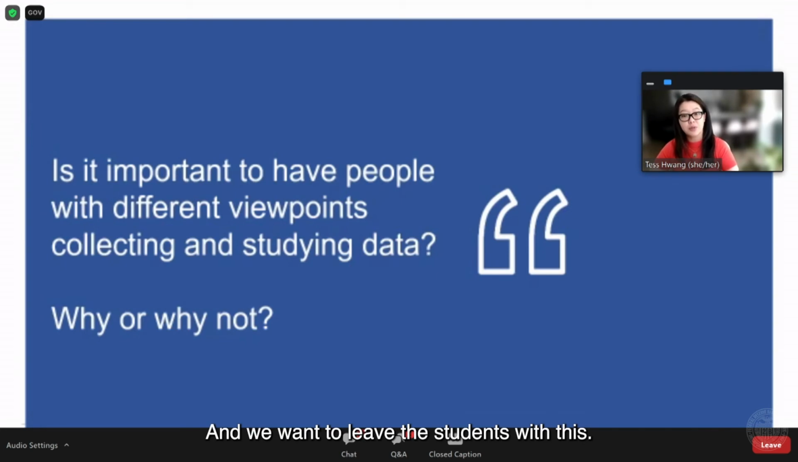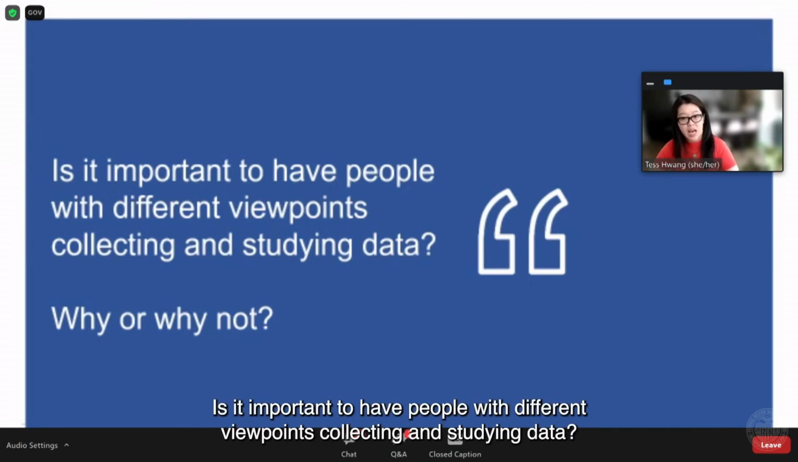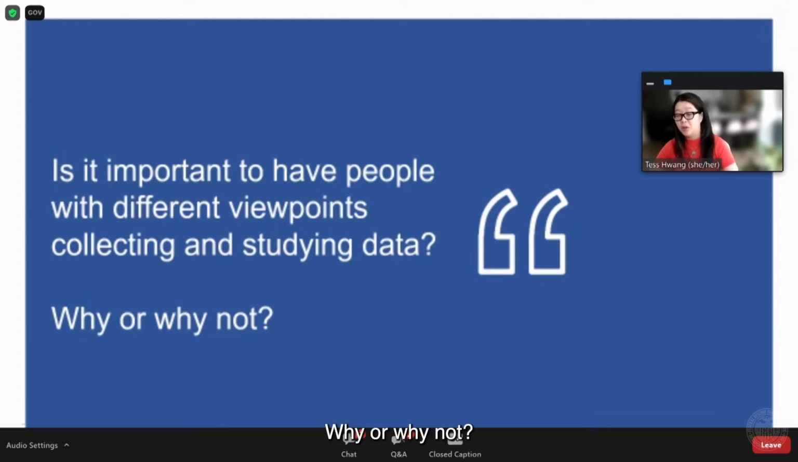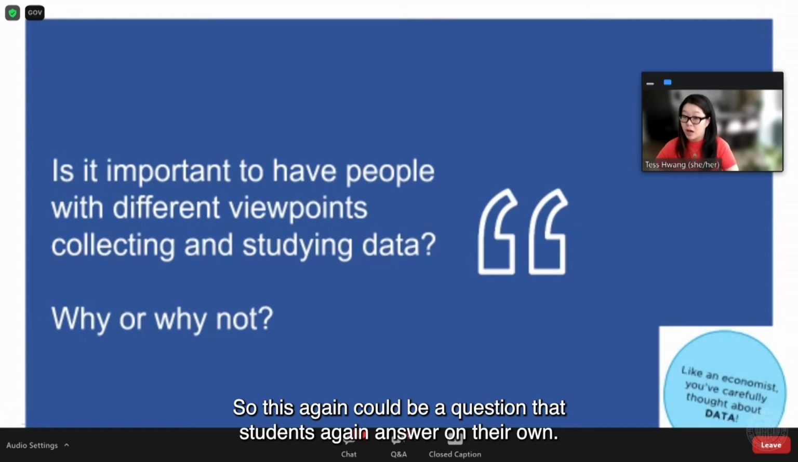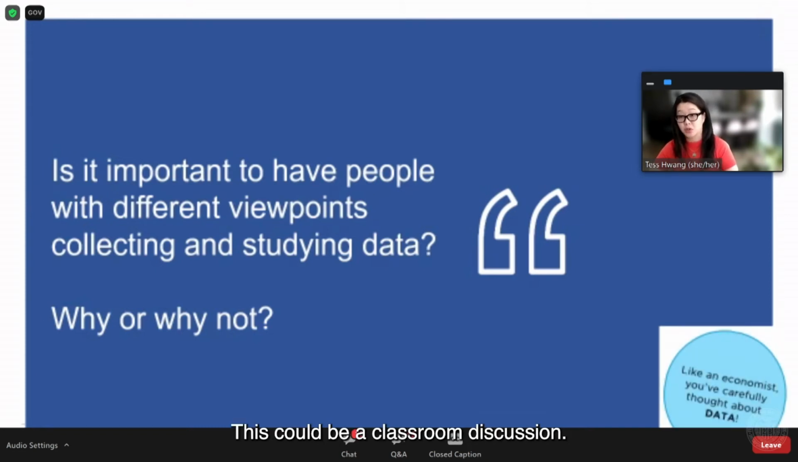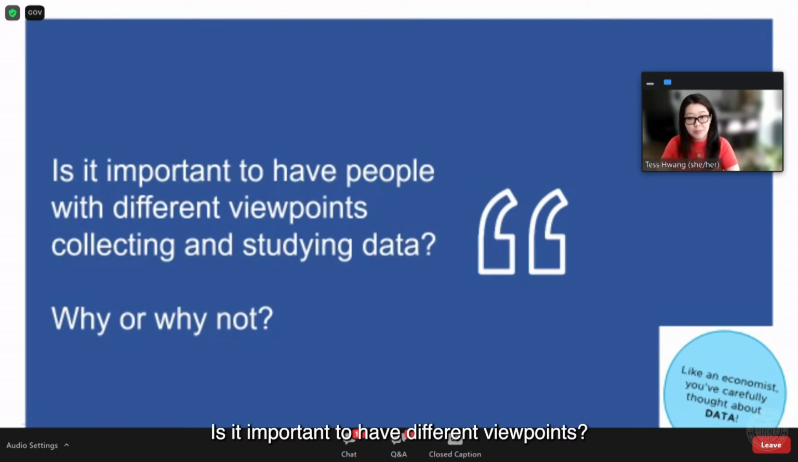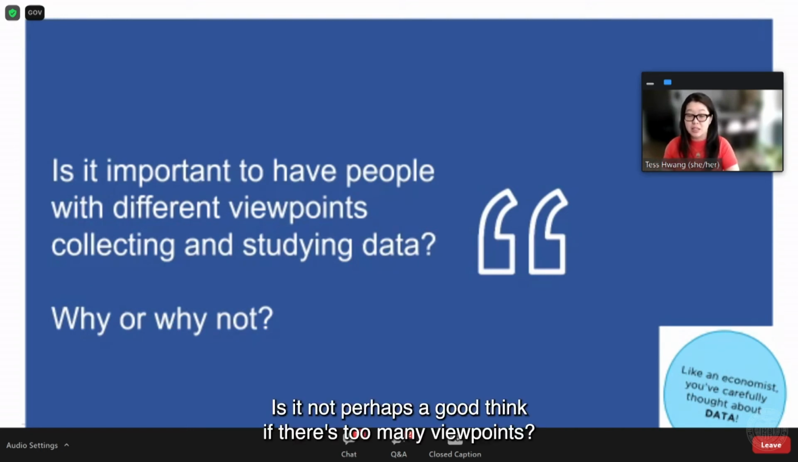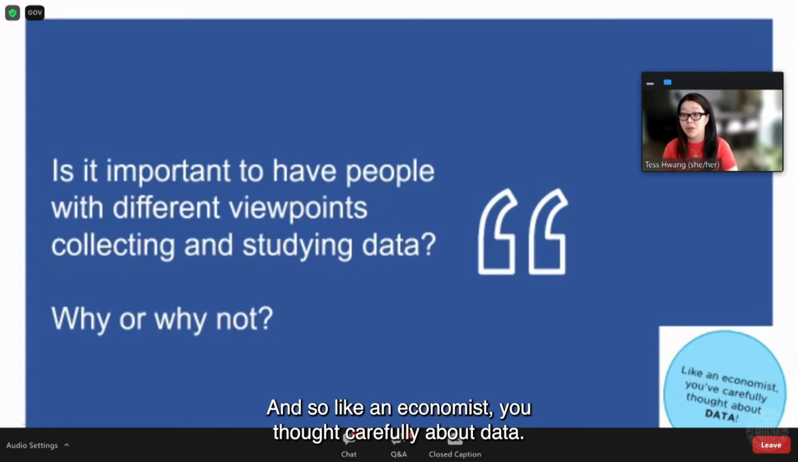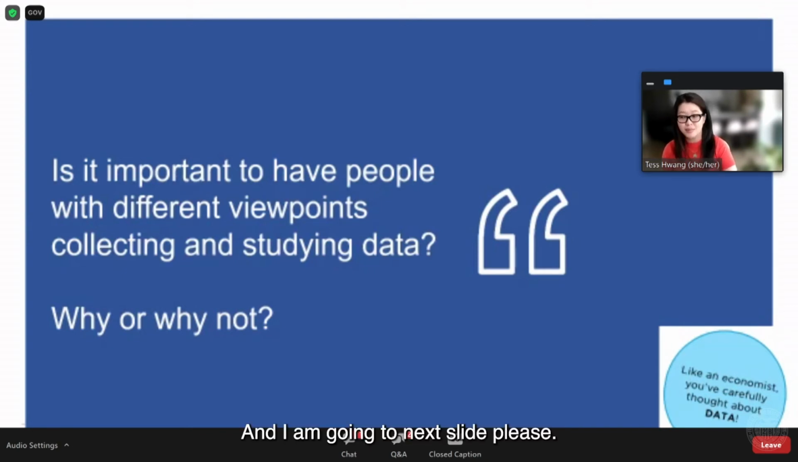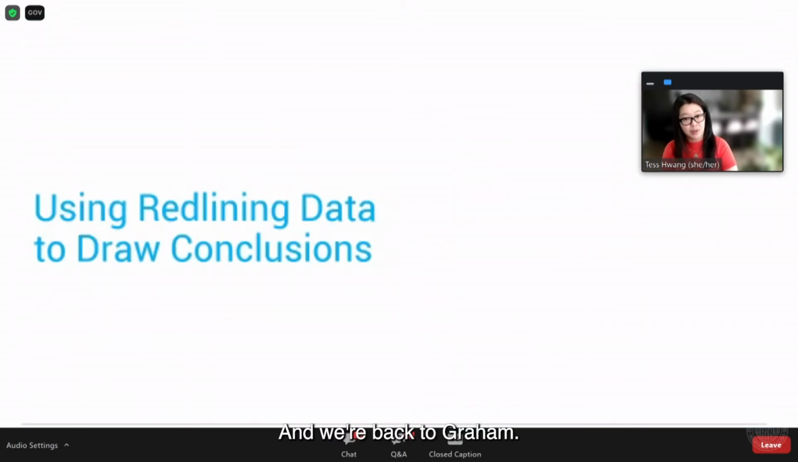And we want to leave the students with this. Is it important to have people with different viewpoints collecting and studying data? Why or why not? So this again could be a question that students answer on their own. This could be a classroom discussion. Is it important to have different viewpoints? Is it perhaps not a good thing if there's too many viewpoints? Why or why not? And so like an economist, you thought carefully about data. Next slide, please. I'll throw it back to Graham.